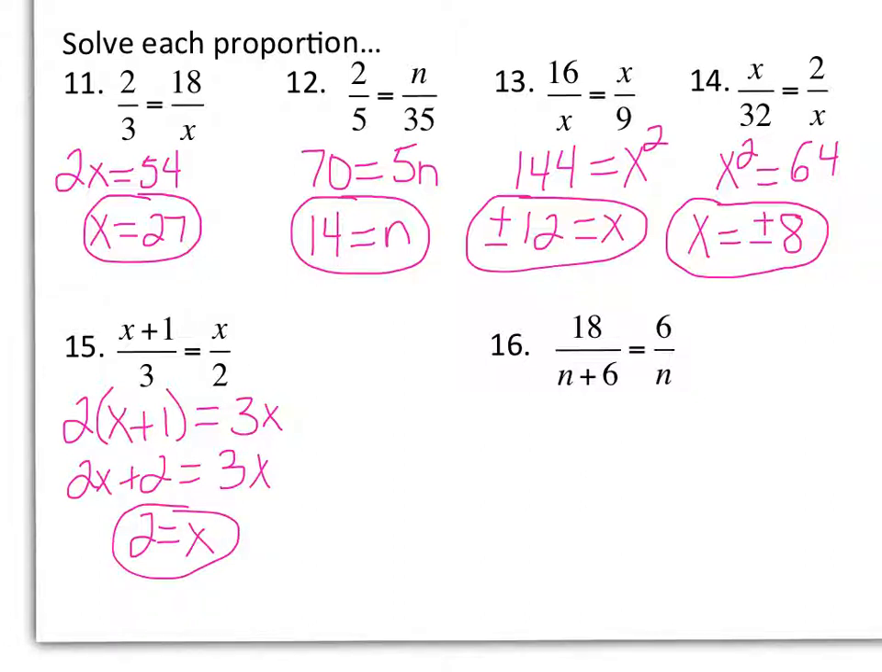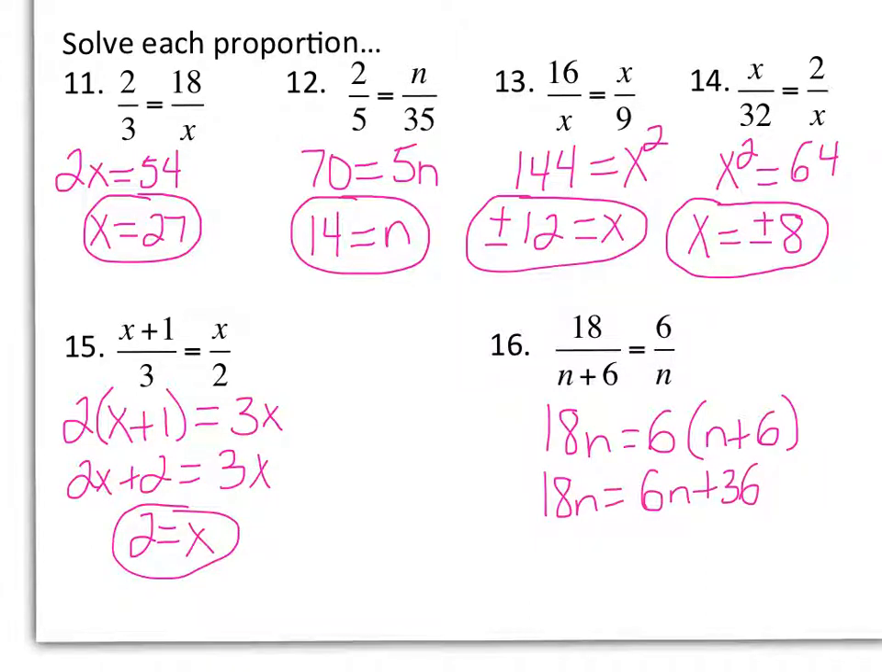In number 16, same idea. Take 18 times n, 18n, and then 6 times n plus 6. So 18n equals 6n plus 36. Subtract 6n from both sides. So 12n equals 36, and divide by 12, n equals 3.